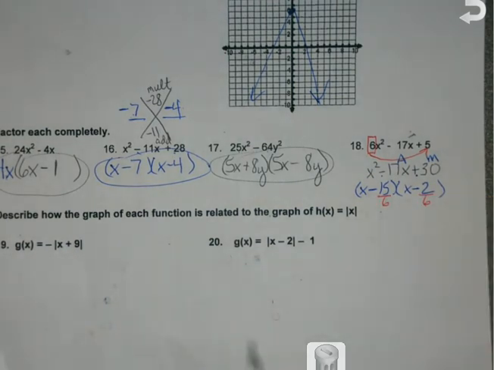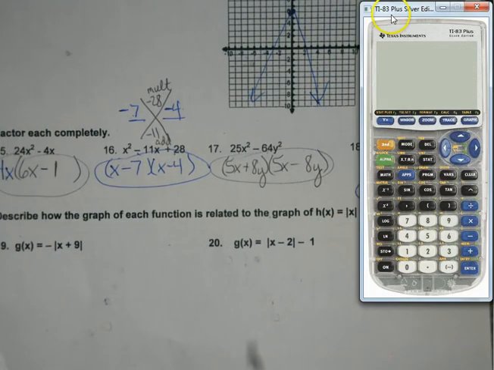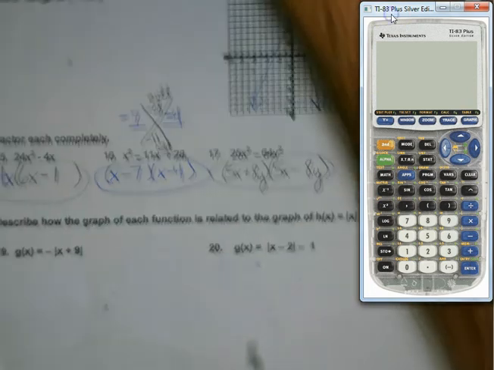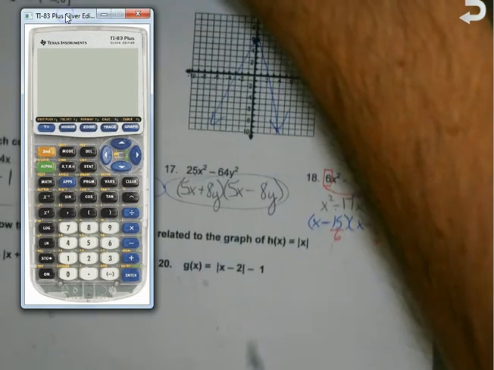Now, remember, we try punching these in if we're not sure if they go in totally. Let me move my calculator here. Excuse me for just a second. Sorry about that.